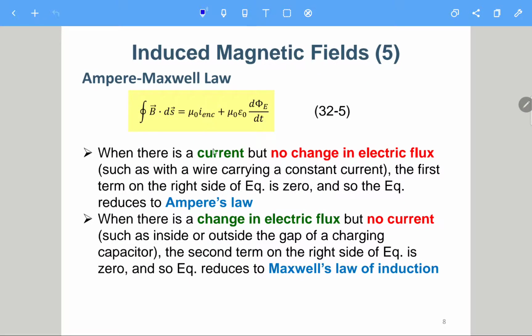Okay, so when there is a current but no changing electric flux, such as a wire carrying a constant current, the second term on the right hand side of the equation is zero. And so the equation reduces to Ampere's law. Also, when there is changing electric flux but no current, such as inside the gap of a charging capacitor, the first term on the right hand side of the equation is zero. So the equation reduces to Maxwell's law of induction. So I just mentioned it.